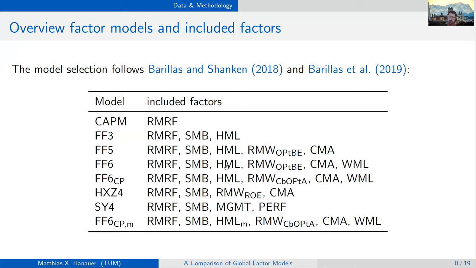What is the difference between this standard value factor and this monthly updated value factor? When forming the value portfolios, what Fama and French do is take the book value of the fiscal year end, t minus one, let's say. And then 6 months later, or at least 6 months later, at the end of June of the next year, they use this book value and divide it by the market capitalization of December of the year before. So they already use a 6-month-old market cap to measure the valuation.